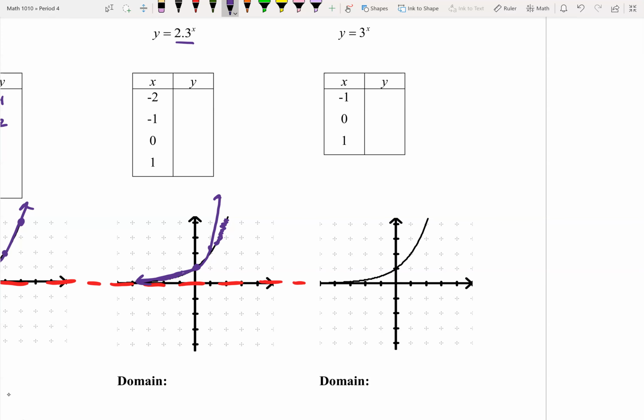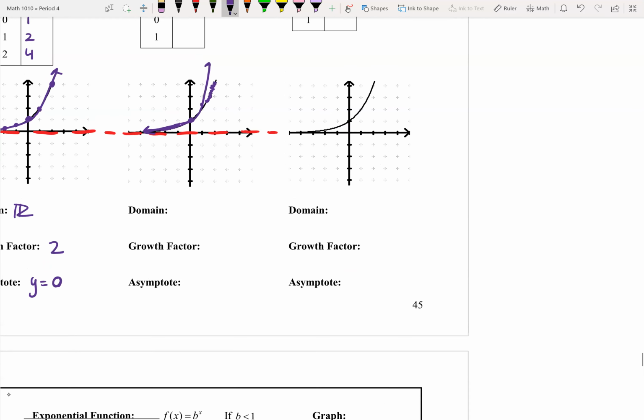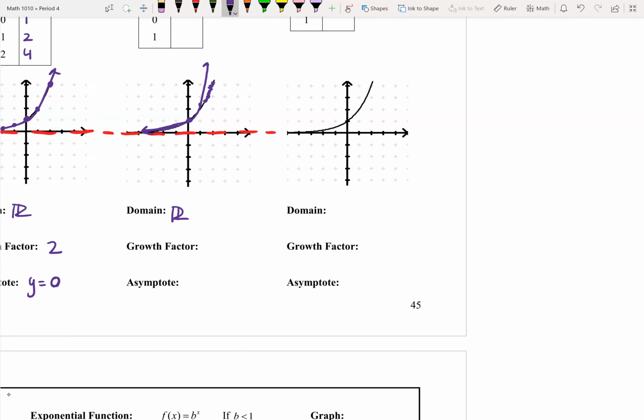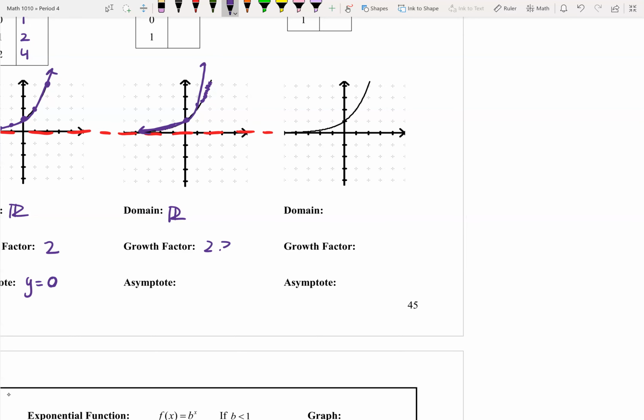Okay, sorry about that. Everybody in the room, tell me the domain. All real numbers. This is easy. What's the growth factor? 2.3. The asymptote is not 0. It is y equals... be very careful.